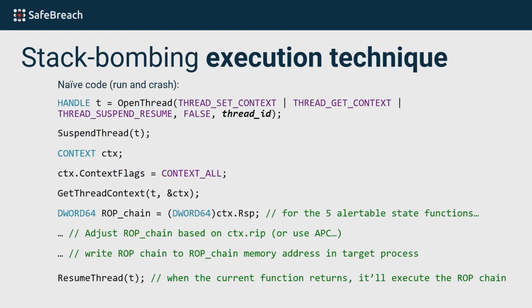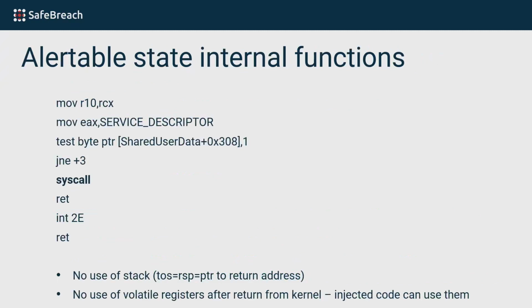And finally, we describe here our stack bombing execution technique, which is a new execution technique. In this case, the idea is pretty simple. We are using GetThreadContext to obtain the thread's top of stack, the thread's RSP. And if the thread is in an alertable state, I'm taking a simple example here, it means that when the thread resumes from its alertable state, as we see here, it will immediately, after the syscall, return.